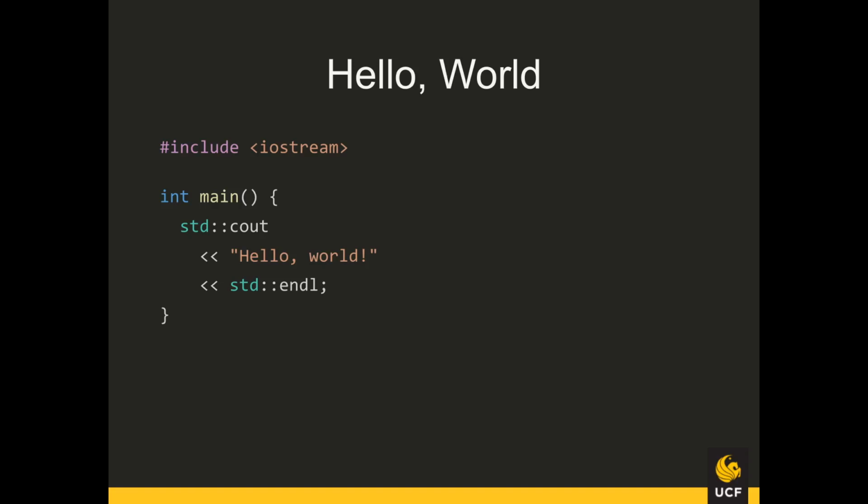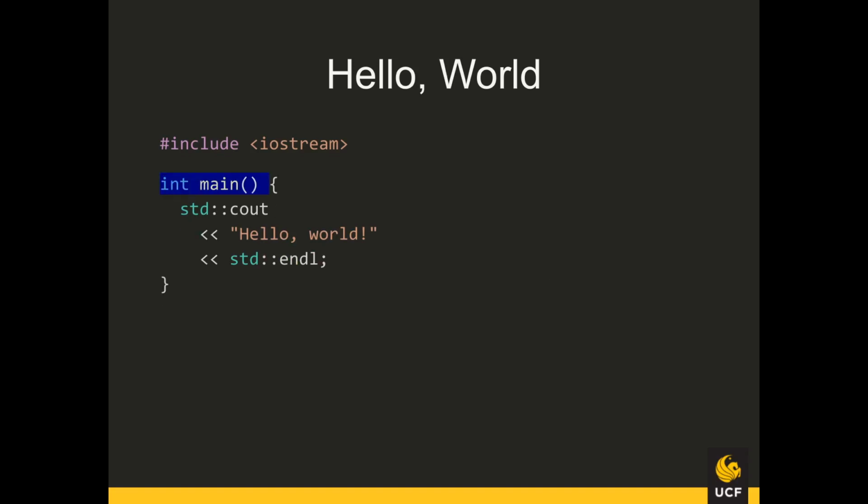This is the equivalent, not quite, but you can think of it as the equivalent of import in Java. In this case, we're bringing in IOStream. IOStream contains all of the things you need to do standard IO, input and output to the console. And then we have main.